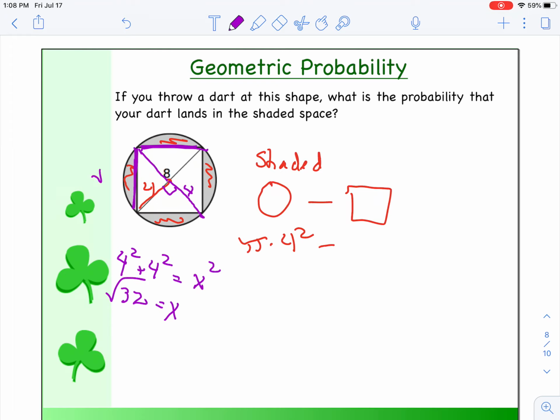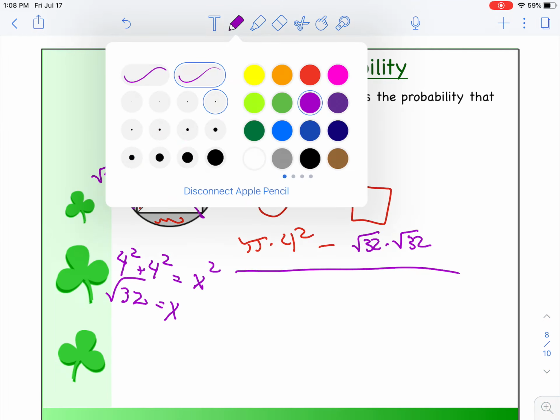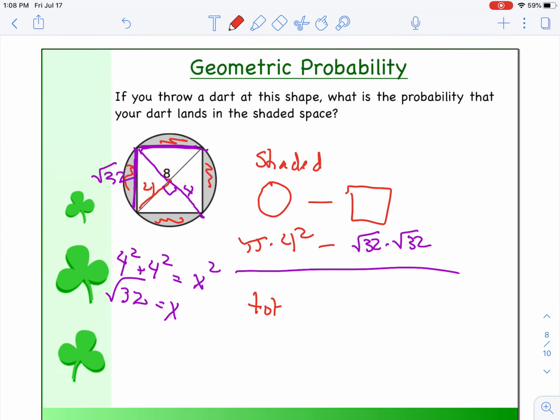So we get x is equal to the square root of 32. Now we have the side lengths being the square root of 32. So the area of that square is the square root of 32 times the square root of 32, which is just 32. And then we're going to divide that by the total area, which is the circle. The circle has a radius of 4, so it is pi times 4 squared.